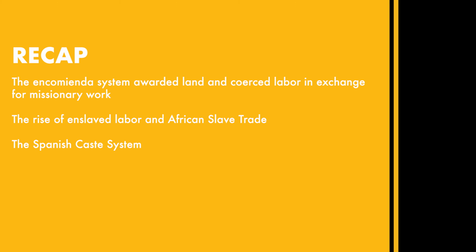All right, so a quick recap. You have to remember the Encomienda System and how it awarded land and coerced labor in exchange for missionary work. The rise of enslaved labor and African slave trade was led by the Portuguese. And finally, the Spanish caste system, what it meant for Spanish society, and what that said about the social structures they created in the New World.